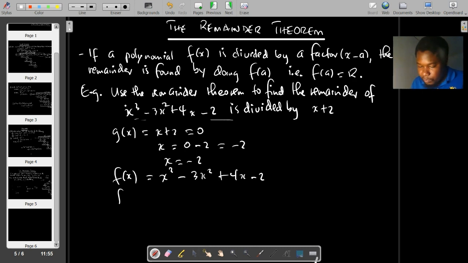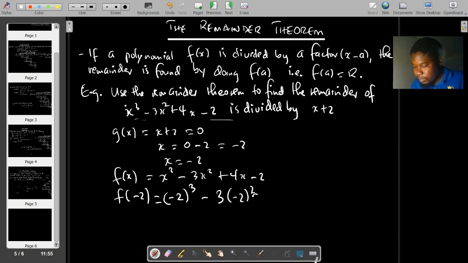We substitute negative 2 here, which gives us negative 2 to the power 3 minus 3 times negative 2 squared plus 4 times negative 2 minus 2. 2 to the power 3 is 8, and when you raise a negative number to the power 3, the answer is negative, so it's negative 8. Negative 2 squared is positive 4. 4 times negative 3 is minus 12. And 4 times negative 2 is minus 8, minus 2.